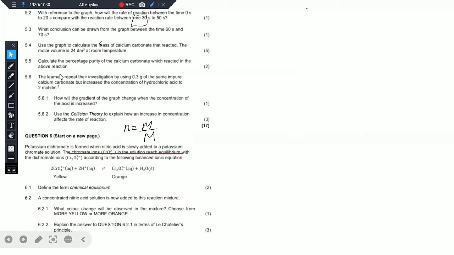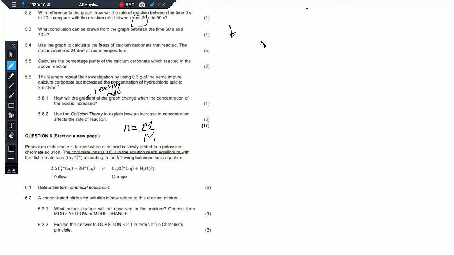Then the learners repeat their investigation using 0.3 gram of the same impure calcium carbonate, but increase the concentration of hydrochloric acid to 2 mole per dm cube. So now they increase the concentration. Now we are getting to why the investigative question is the relationship between concentration and reaction rate. Then 5.6.1: how will the gradient of the graph change when the concentration of the acid is increased? The gradient relates to the reaction rate, so it's what will happen to the reaction rate if concentration is increased.